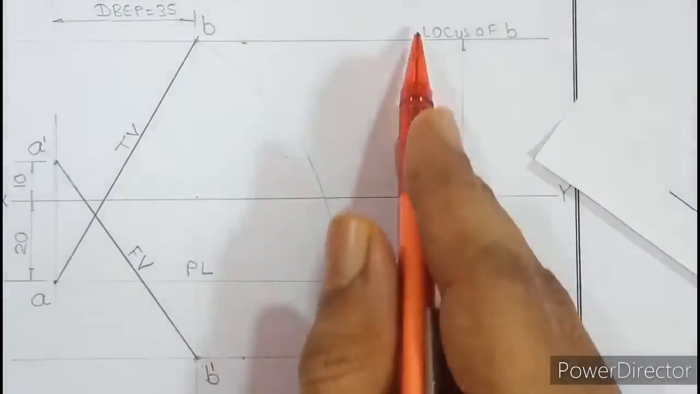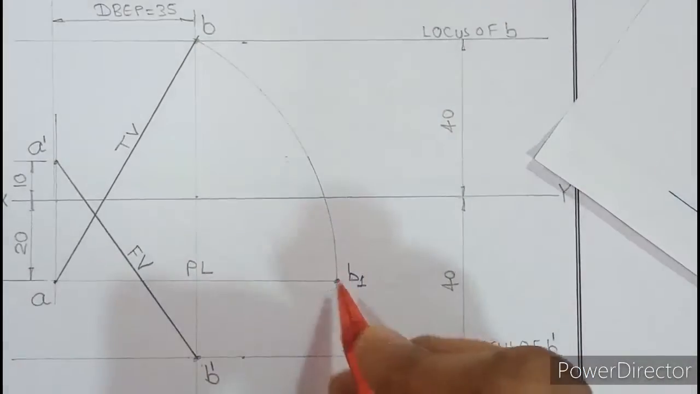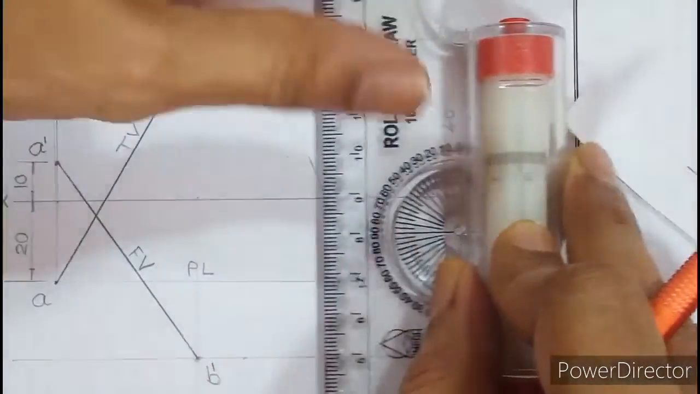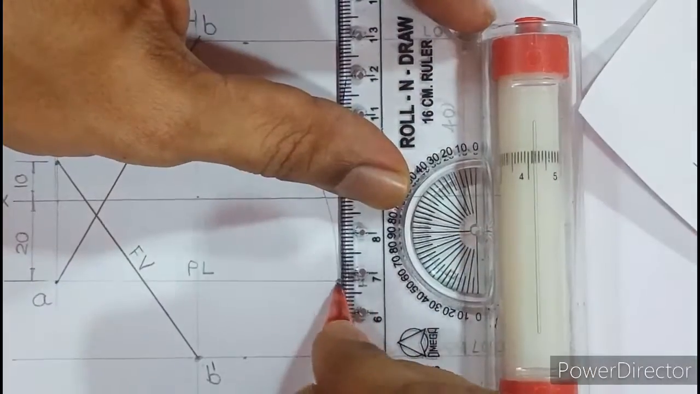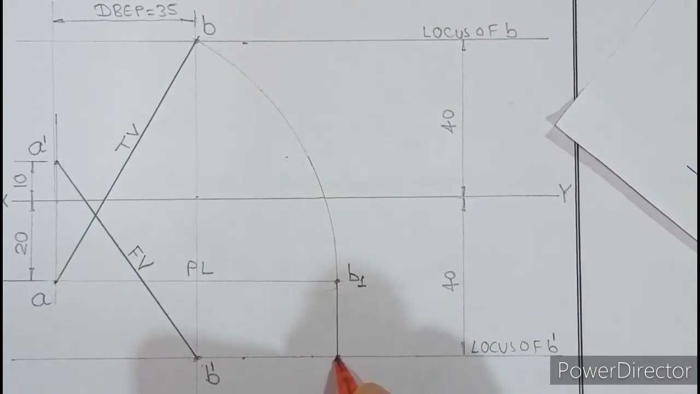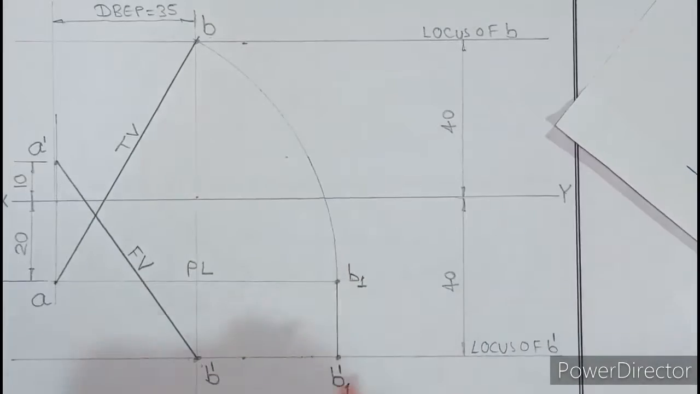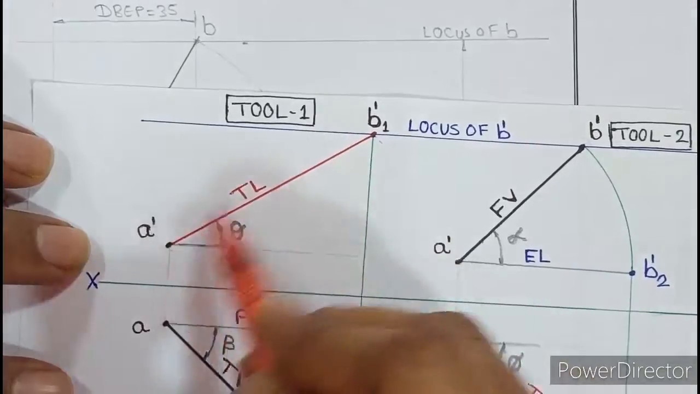So you have to search where B dash is first. Okay, it is down. So project it down to cut the locus of B dash. From here, aligning the scale, roll it, and project B1 to cut the locus of B dash like this. Wherever it intersects the locus, that point is B1 dash. Now be very careful. By mistake, students join B1 dash with the nearest point A. So you have to strictly follow the tools. B1 dash should be joined with A dash.